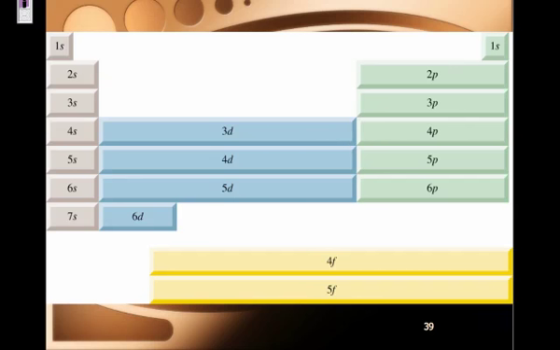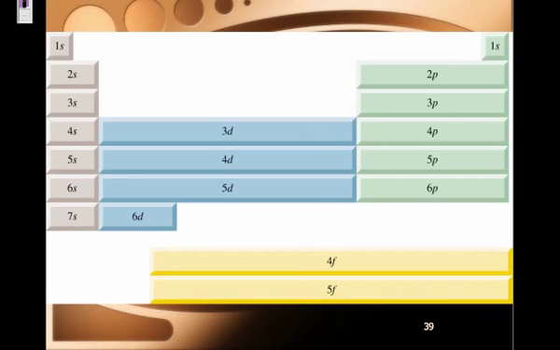Now think about the S sublevel. How many electrons are used to fill the S sublevel? Two electrons, right? 2 electrons can fill the S. So if we look at this and we count over in the S block, 1, 2, we'll be able to use this to count electrons also.